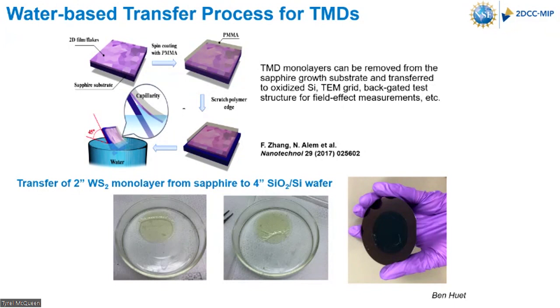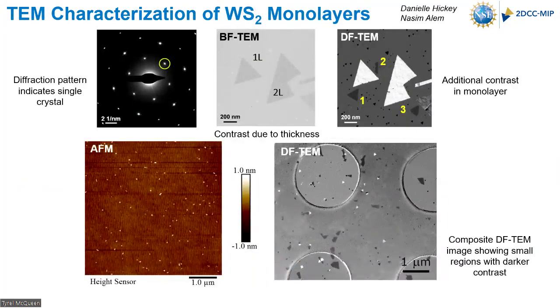And the neat thing is, because the film is weakly bound to the substrate, the water can get underneath the 2D layer and capillary forces will kind of just suck it up. And the 2D film with the PMMA will peel off of your growth substrate. So these are examples of tungsten disulfide peeling off of sapphire in water. And then you can transfer it to an oxidized silicon substrate, or maybe a device structure that you've already patterned, or a TEM grid. And I'm going to skip through this very quickly.